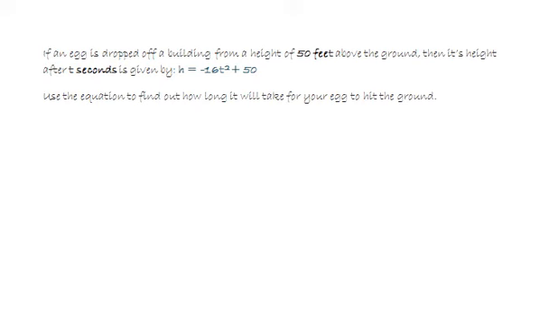Let's try a physics problem. You're standing on a building that's 50 feet tall and you're about to drop an egg. It turns out that you can figure out when your egg will hit the ground using the equation h equals minus 16t squared plus 50, where h is the height of the egg and t is the amount of time that will take. H is in feet and t will be in seconds.